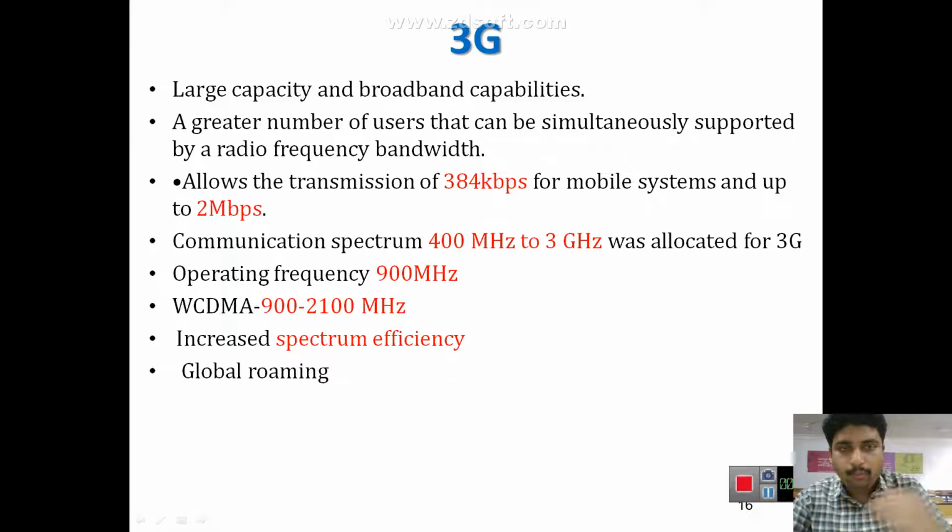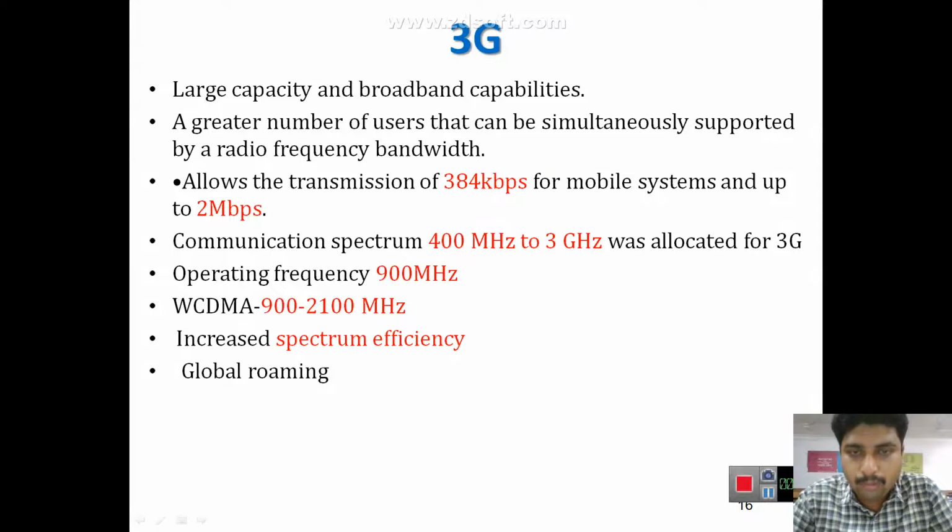So in 3G I have already discussed what are all the basic applications. It consists of large capacity and broadband capability. Next it allows the transmission of some stipulated data rates for mobile systems and supports up to 2 megabit per second. Next, what are all the 3G services? Its operating frequency is 900 megahertz. It has some increased spectrum efficiency. So a very important concept, spectrum-wise the channel efficiency will be improved in 3G.